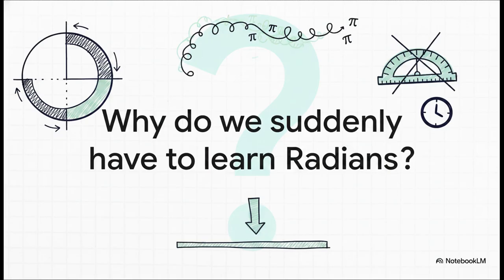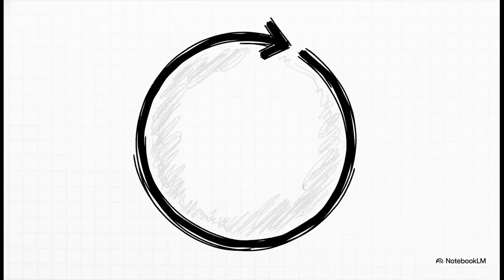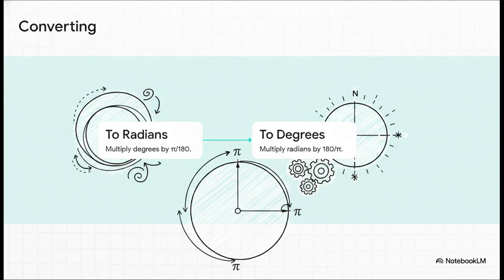Okay, so why do mathematicians suddenly ditch degrees and force us to learn this weird new word, radians? Well, degrees are completely arbitrary. Radians actually make sense by comparing an angle's arc directly to its radius. Since circumference is 2 pi times radius, a full 360-degree circle translates perfectly into exactly 2 pi radians. Don't view radians as some punishing new rule. Just think of them as a hyper-efficient translation language for circles.